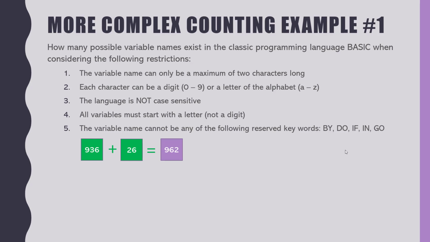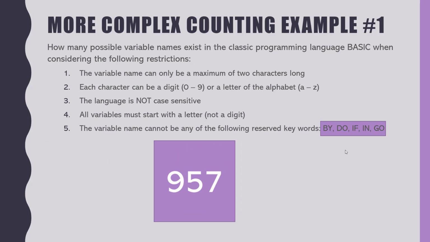But we do have those 5 keywords, and that 962 includes variables called by and do and if and so forth. So we need to subtract those out, and that gives us 957. Make sense? So it's a little bit trickier. It's not super hard, but it's a little bit more involved. That's our final answer right there.